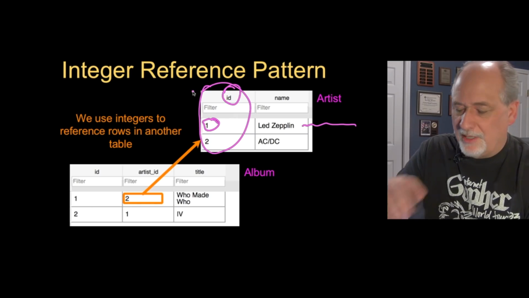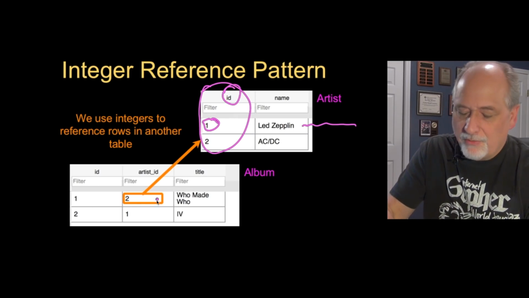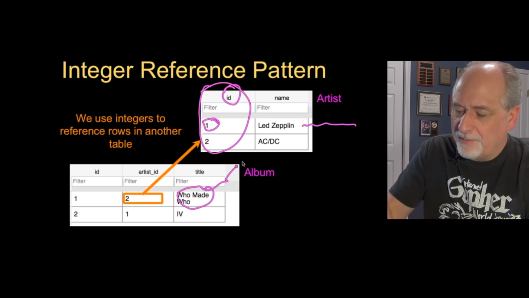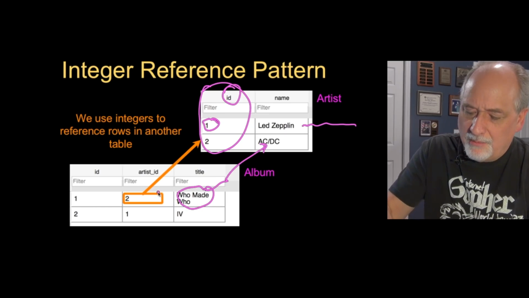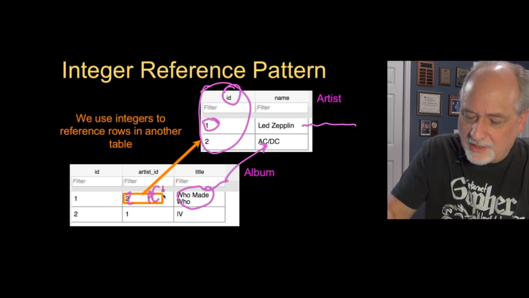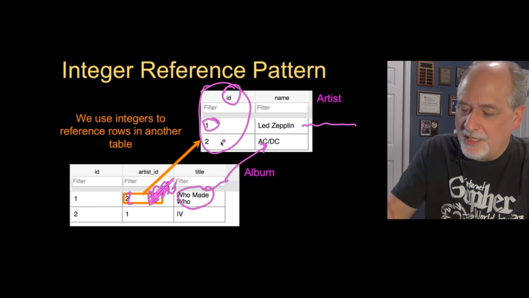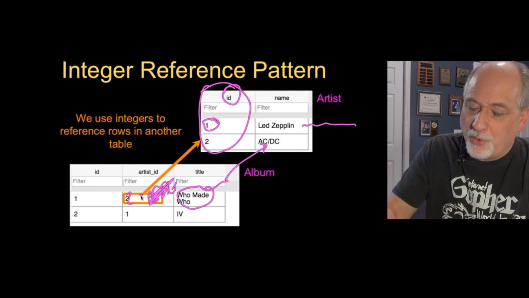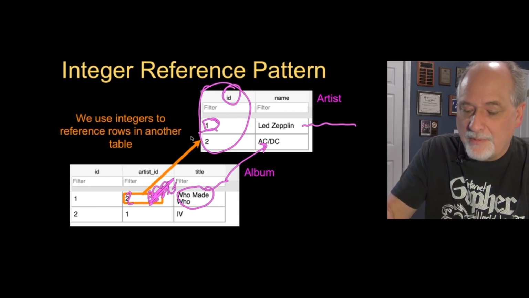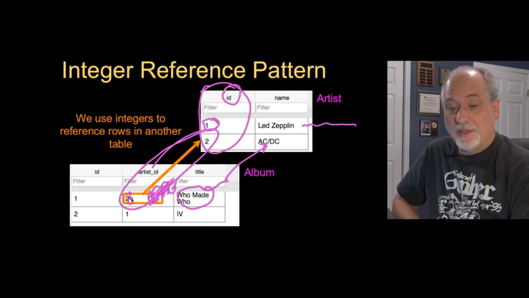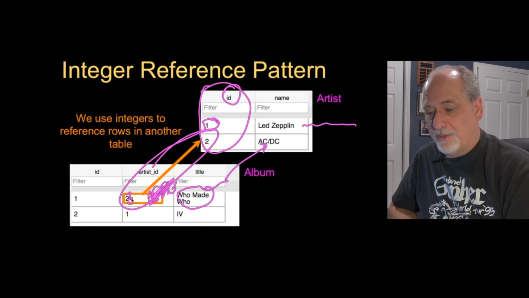This is called a primary key. And then later, when we want to say that the Who Made Who album really was done by AC/DC, we put the number 2 in. And so the difference here is, instead of saying AC/DC in this record, we just put the number 2 once we've established this number. So we assign keys, and then we have these pointers that point back. And so that's how we model a relationship with these small integer numbers.